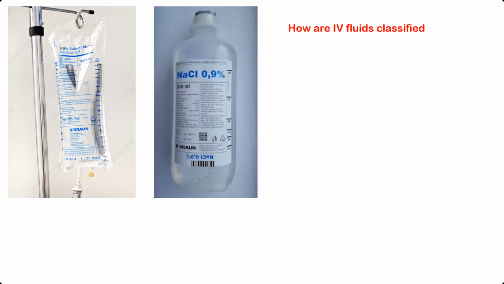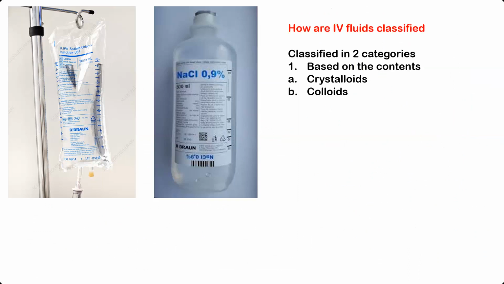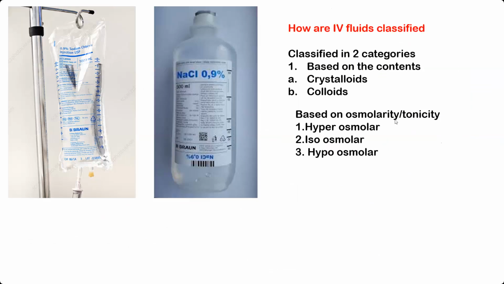So how are IV fluids classified? They are classified as isotonic, hypotonic, and hypertonic. Based on osmolality we can classify. Then we can classify based on the contents, crystalloids or colloids. Okay. Based on the osmolality, they can be hyperosmolar, isoosmolar, or hypoosmolar.